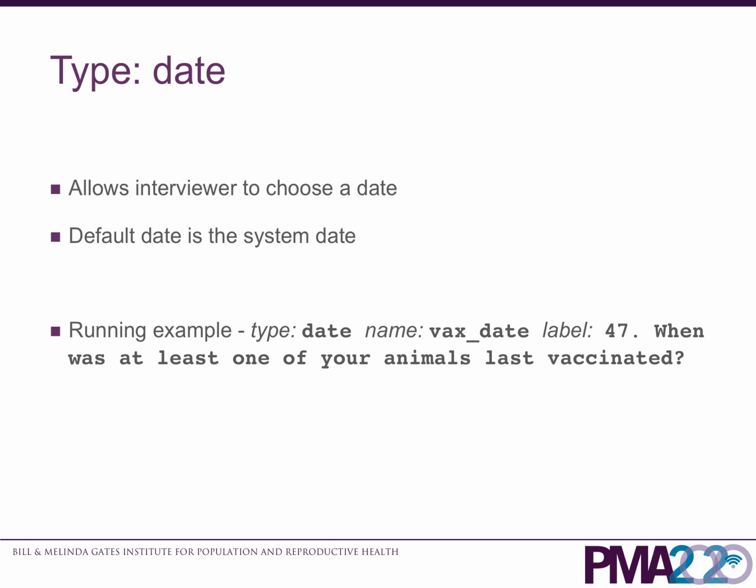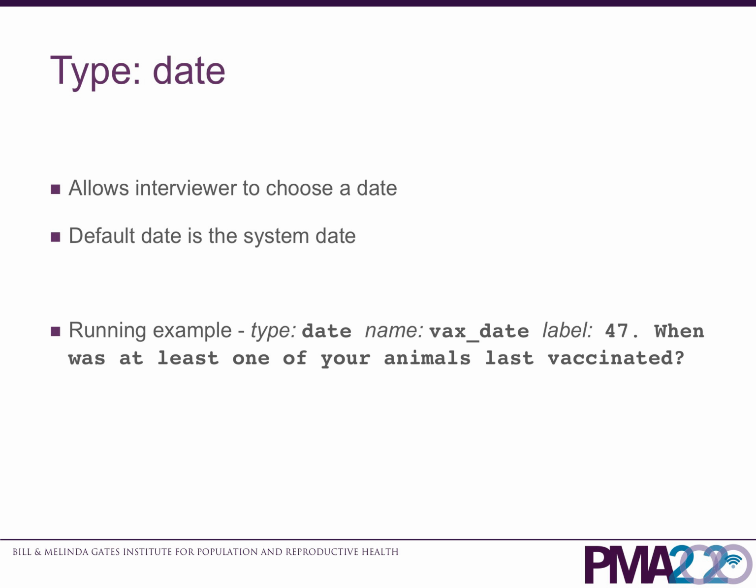The next type that we want to talk about is date. This allows the user to choose a date. When a date screen first opens, the default date is set to the system date. In PMA2020, we always emphasize that our REs will make sure that their phone's system date is set correctly.